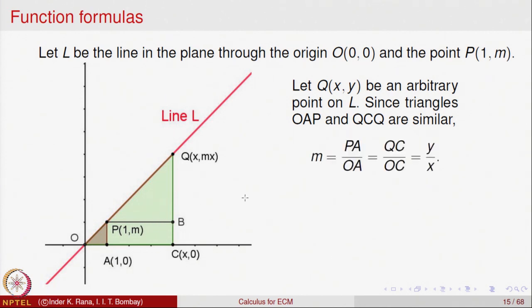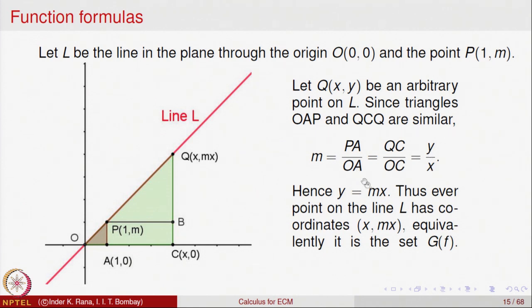The claim is that these two triangles are similar because this angle is common to them, and this angle is 90, this angle is 90. So, these two triangles are similar. Since these two triangles are similar, the sides must be in proportion. So, that means if I look at the ratio PA by AO, that ratio is m. So, that must be equal to the ratio QC divided by CO, and that ratio is y by x because Q has coordinates x y. So, from this we get that y must be equal to mx.